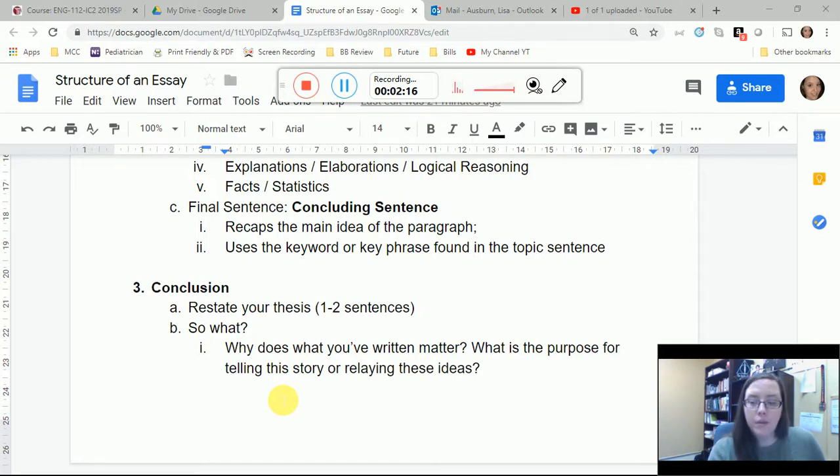So then what's important is: so what? And this is really the purpose for writing. Why did you write this? And I think sometimes students want to say, well, because my teacher asked me to. Yeah, sure, I get that. But you could have written on a lot of things.